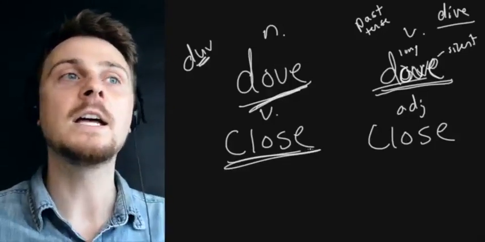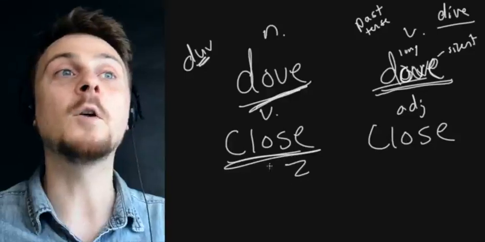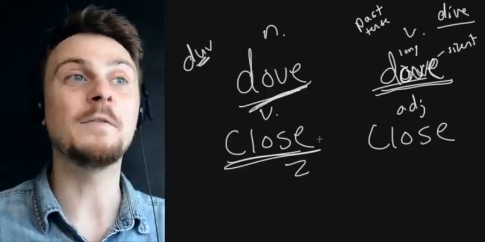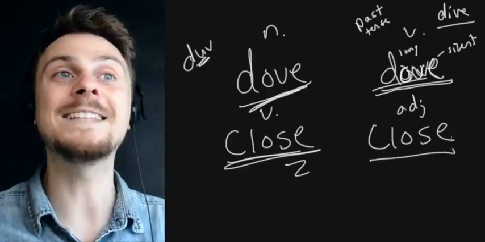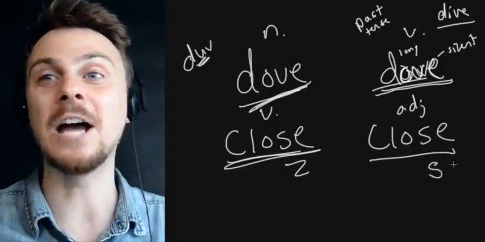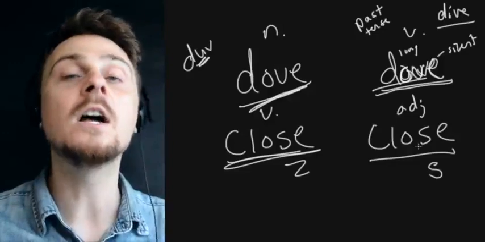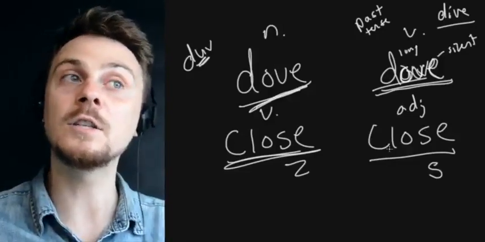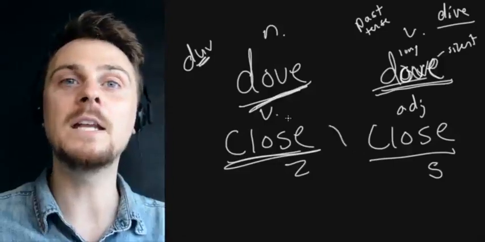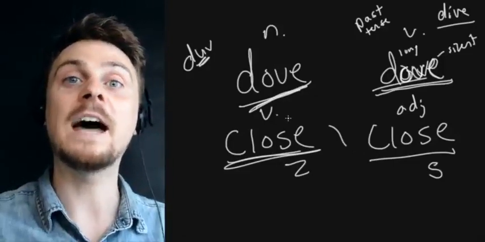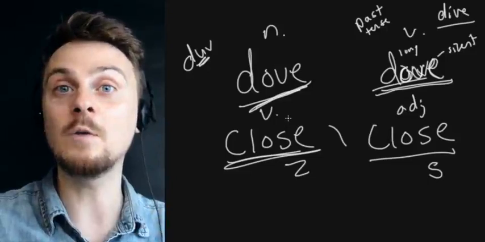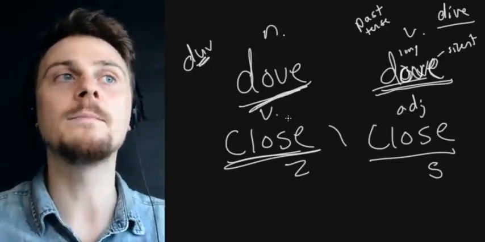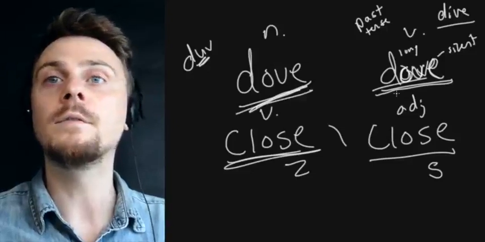Okay, this one is also very interesting. As a verb, it's a Z sound. Close. We've talked about that before. This one, as an adjective, is an S sound, which we also talked about. Close. So the spelling is the same, but the meaning will be different, and that determines or can tell you what the pronunciation or the stress will be.